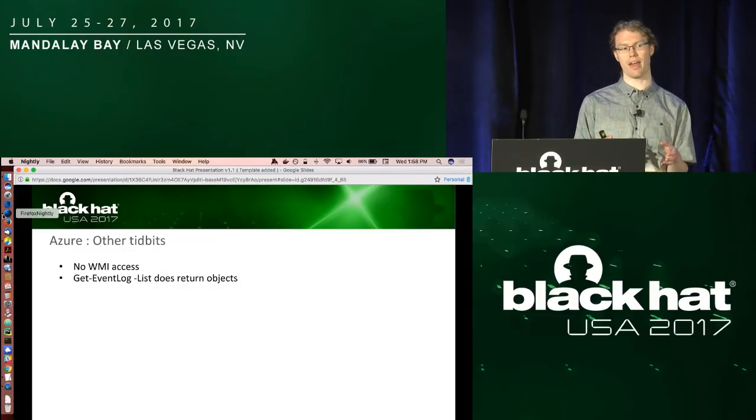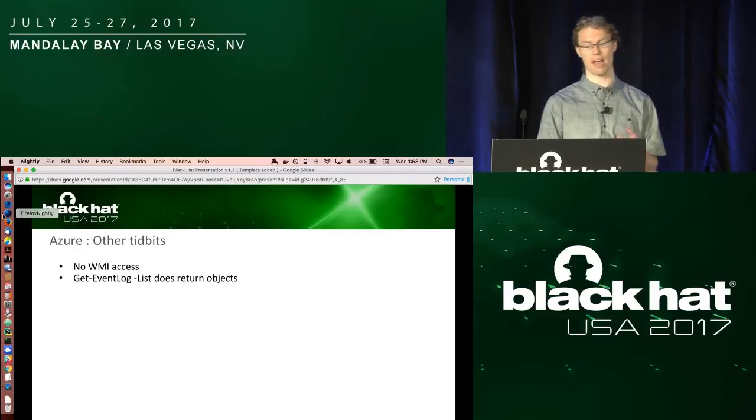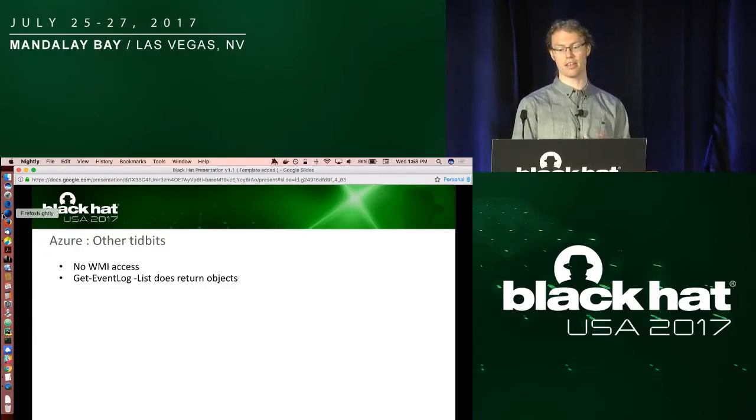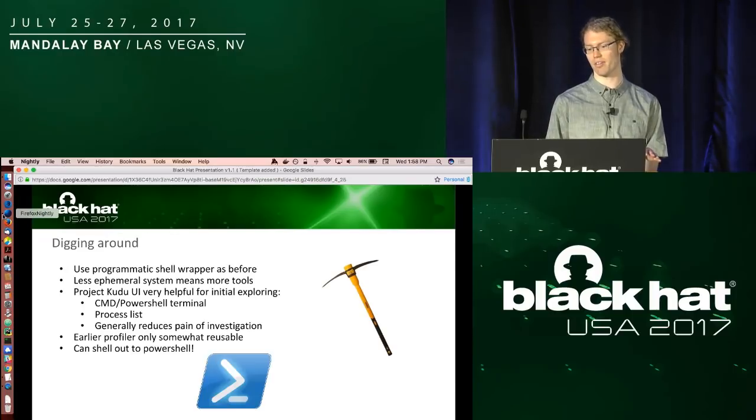And so before we dive into that, just a couple other tidbits. We didn't have WMI access. And if you call Get-EventLog -List, you can see the list of logs, but it's very tantalizing because you can't actually get any of the events. So it is moderately locked down from these functions.